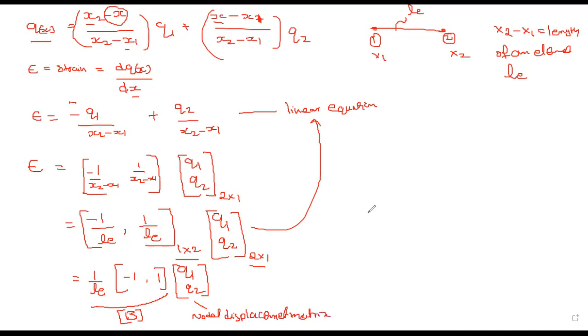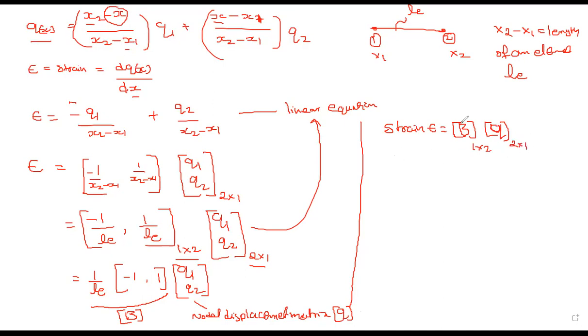Therefore, it is possible to write that the strain epsilon can be written as the B matrix into the nodal displacement matrix. Let us say it is equal to U, or otherwise small q. So the nodal displacement matrix, let us say, is equal to q. Here the B matrix order would be 1 row by 2 columns and q would be the 2 by 1 column.